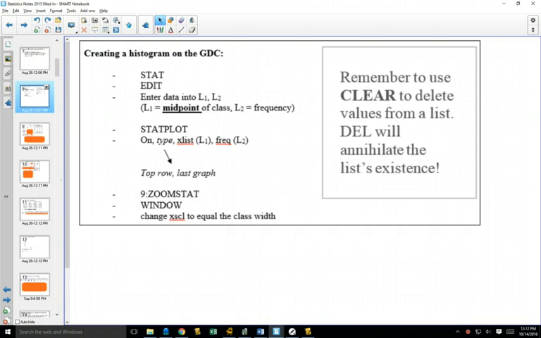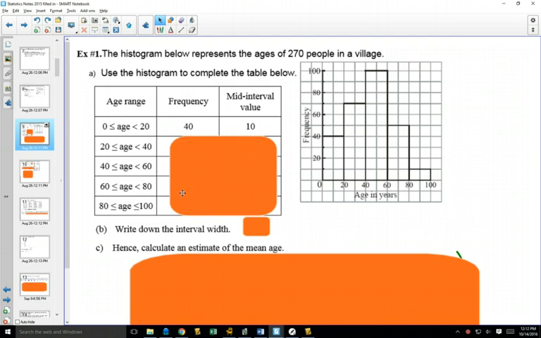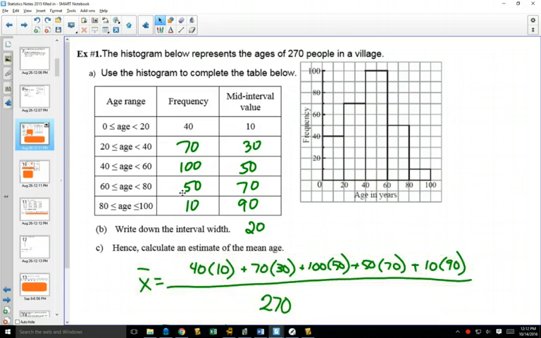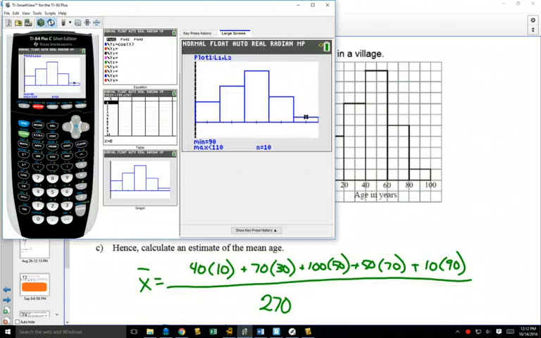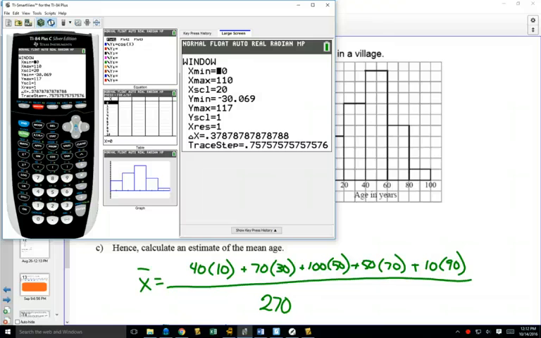So once you've done ZoomStat, you want to change your window so that the X scale is equal to the class width. And our class width is 20. So that means on your calculator, when you go to window, you need to have your X scale at 20.